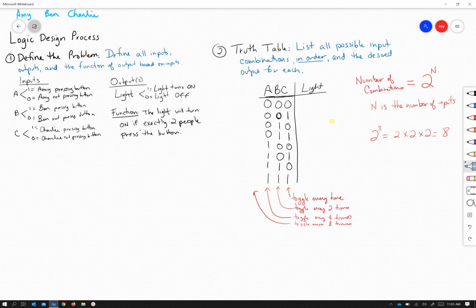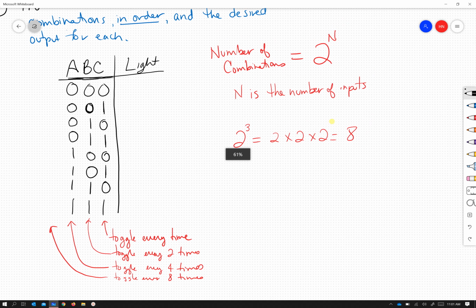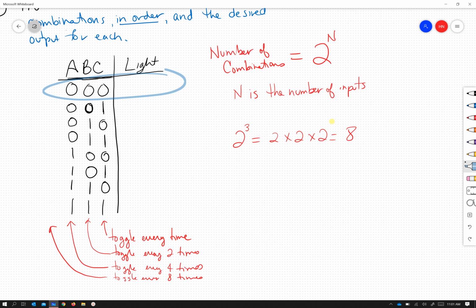So let's do that. For this example, the first row, at this situation right here, no one is pressing the button because we said 0 means no one's pressing the button. Therefore, the output is going to be off because the light should not turn on because it's not safe to ride the bike. No one's there. The second row, only Charlie is pressing the button, and it is still not safe to ride the bike or the cycle because you need exactly 2 people.